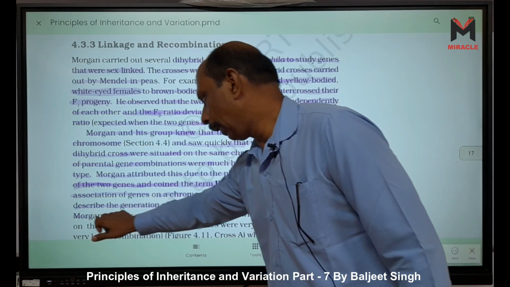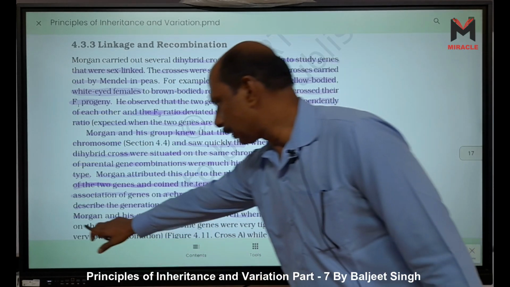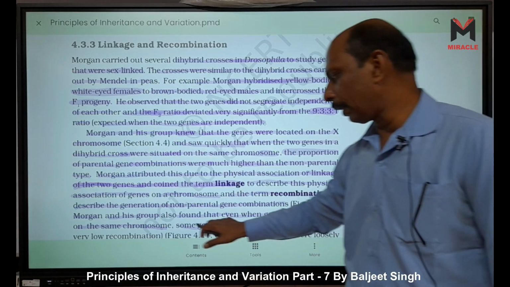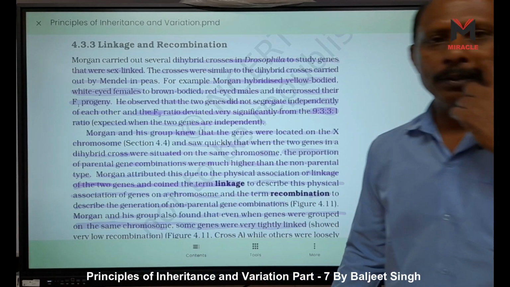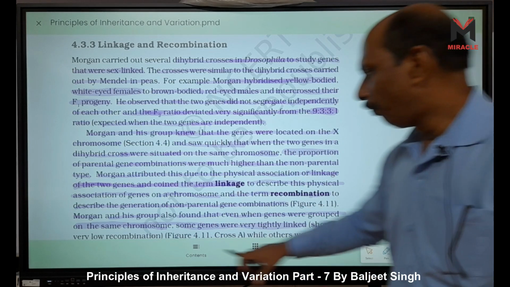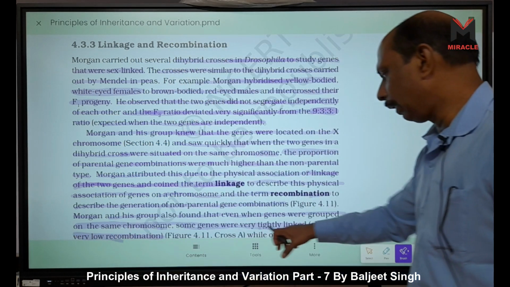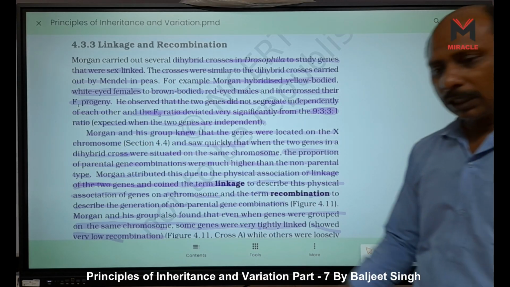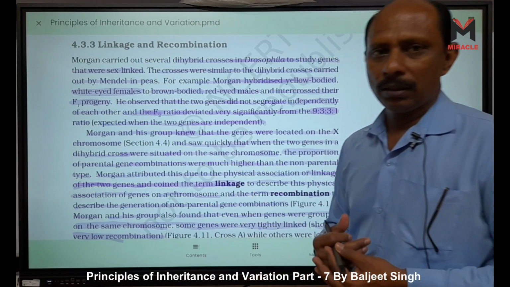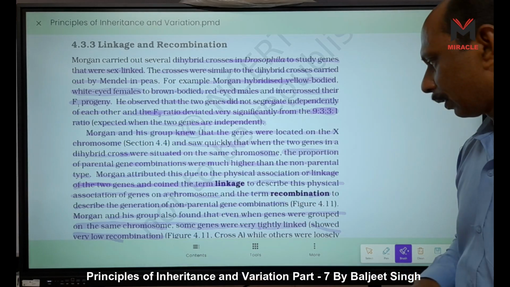Morgan and his group also found that even when genes were grouped on the same chromosome, some genes were very tightly linked, very closely linked. Tightly linked means they are closely linked, and they showed very low recombination. Tightly linked means the distance between these two genes is very small, so crossing over is not possible. No crossing over means no exchange.